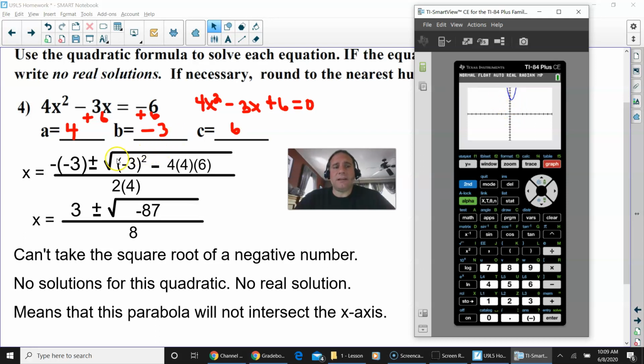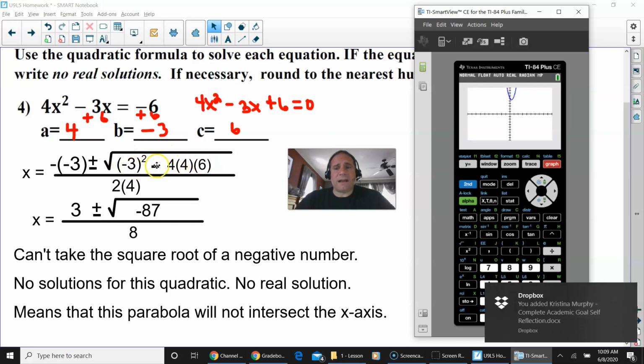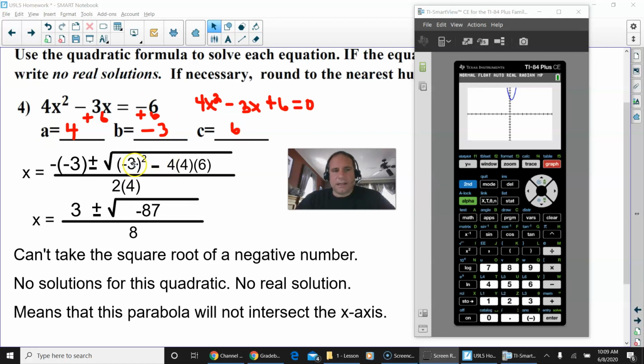Easy way to tell right now that this would have no solution is using the discriminant. Right underneath the radical, underneath that square root, is negative 3 squared minus 4 times 4 times 6, and that is negative 87. As soon as it's less than 0, guess what? That is not something that could be done, the square root of a negative, and that means right there you should know that you will have no solution. And that's it.